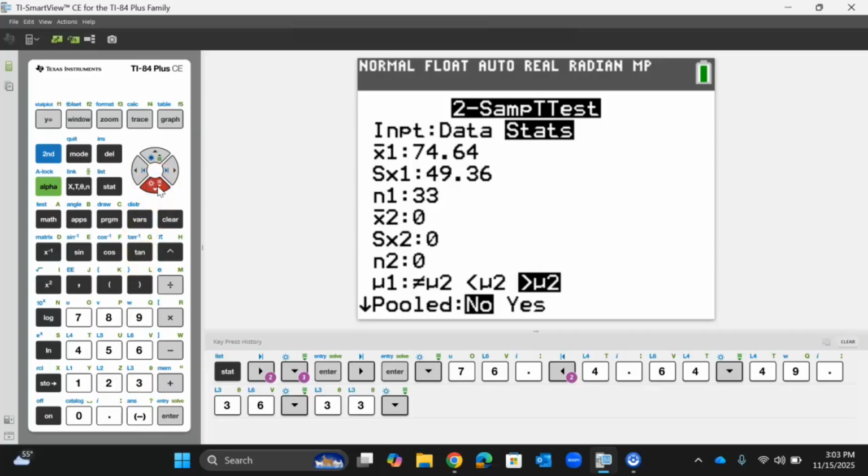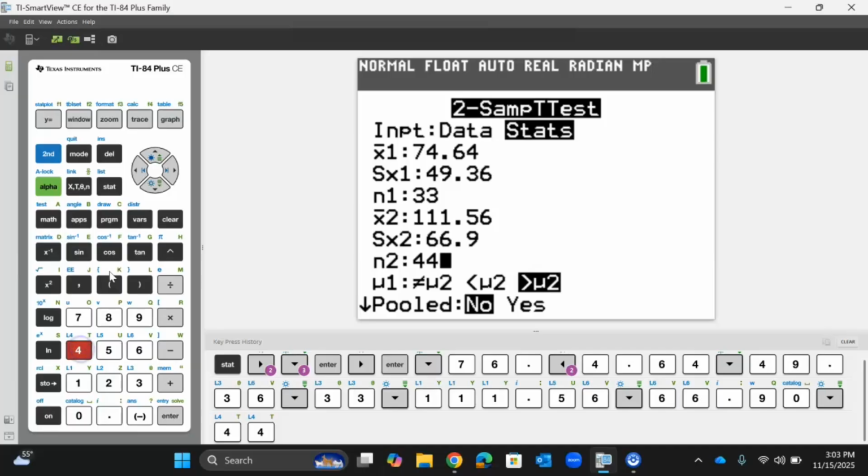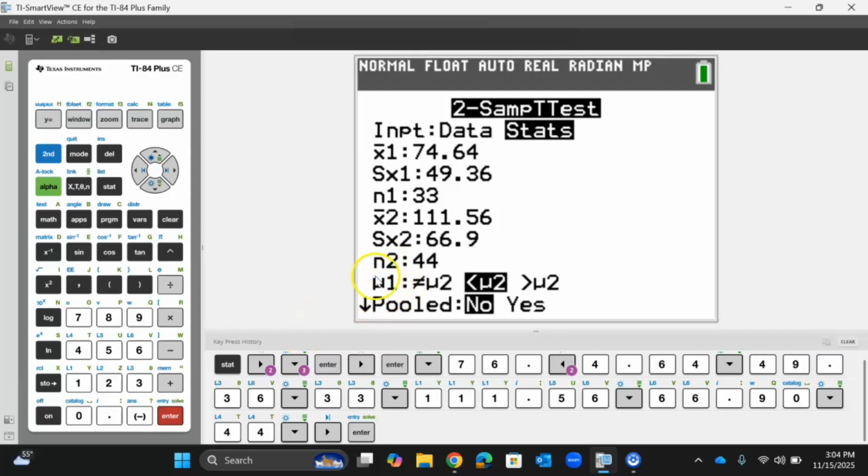Moving to group 2, which was our math and science group, that had an average cost of $111.56 with a standard deviation of $66.90. And then we had a sample size of 44. We were interested in doing a left tail test because we said group 1, which was our sociology, should be cheaper or cost less than group 2, our math and science group.